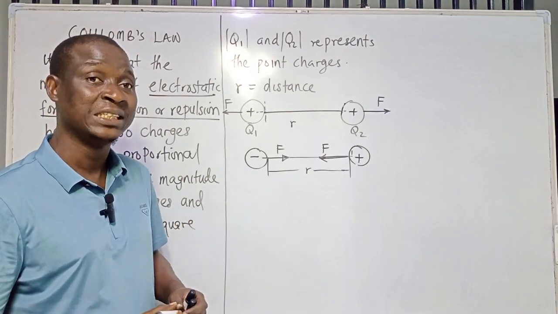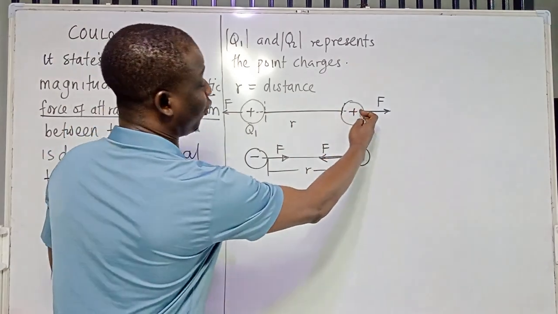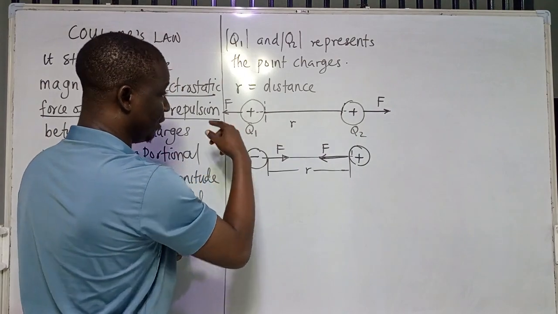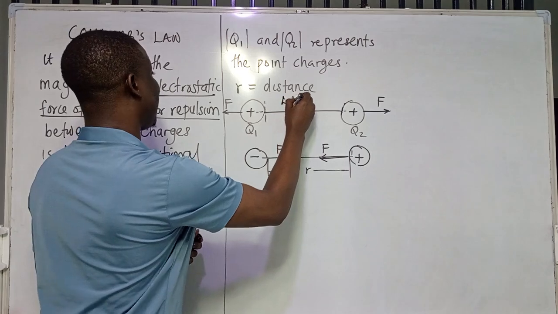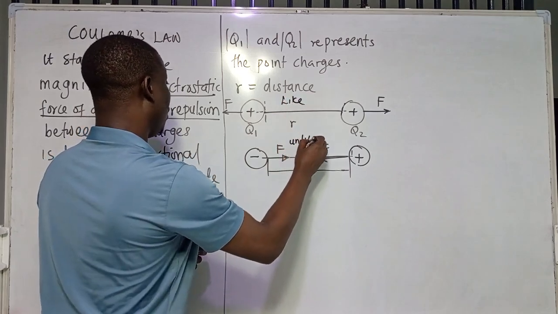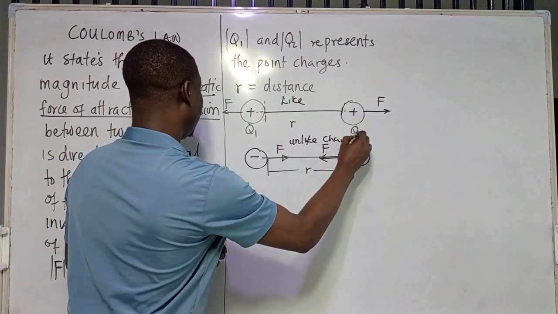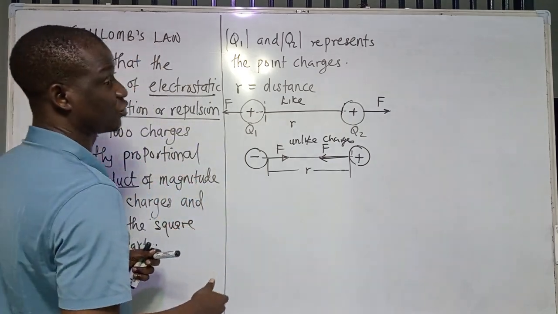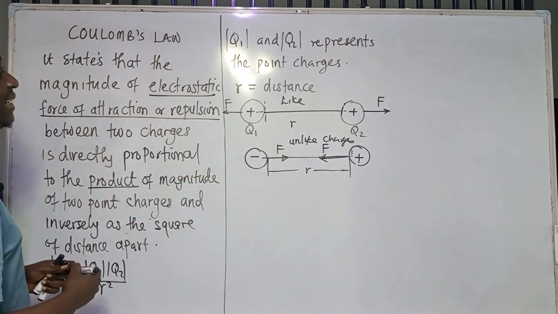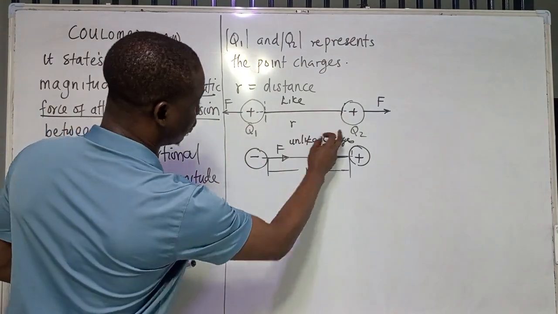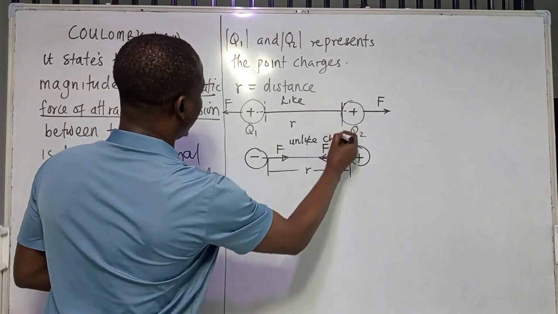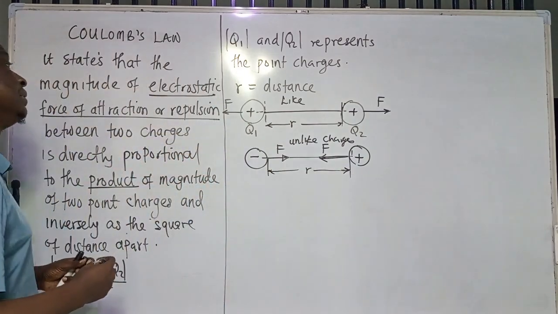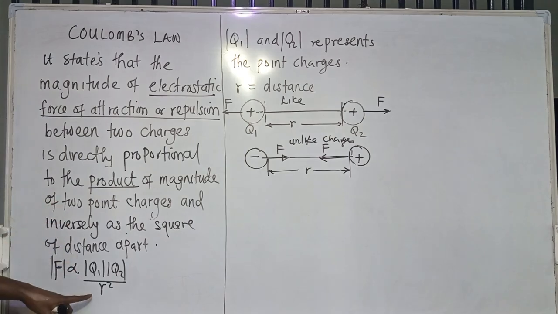For every action, there is an equal and opposite reaction. So the force that this one uses to repel will be the same force that this one uses to repel. Don't forget, these are like charges, and this one is unlike charges. But the magnitude of the force of attraction or repulsion between the two charges is directly proportional to the product and inversely proportional to the square of their distance apart. That's what this law is saying.